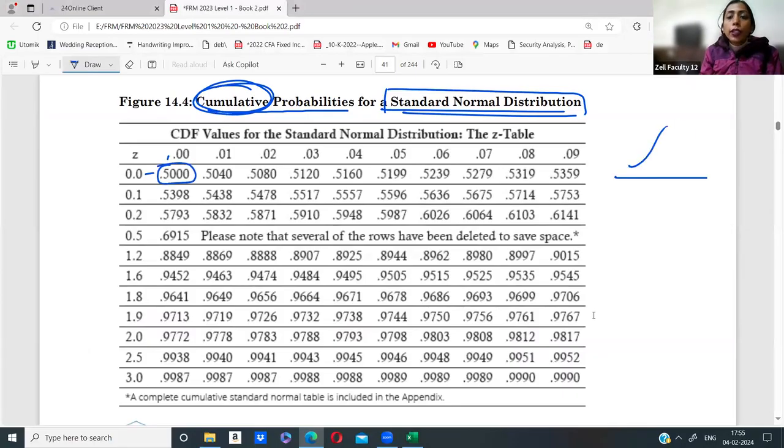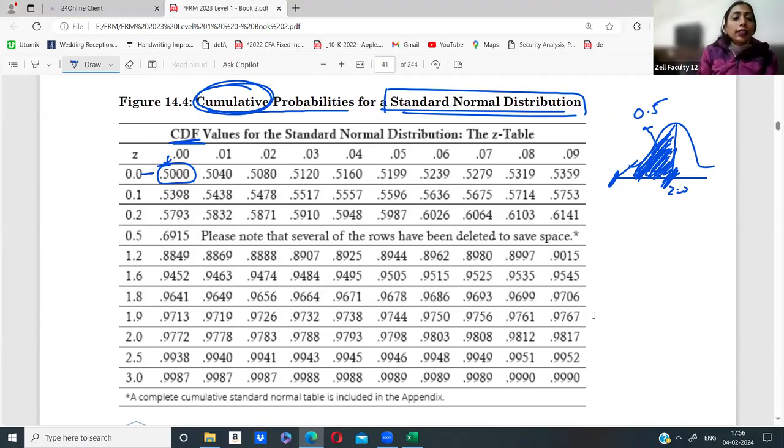So what does cumulative mean? That this part from here to here is 0.5. Correct? The cumulative table is including this left side already. So at a Z value of 0, you can see 0.5. A Z value of 0 indicates this point, which indicates that this whole is 50%.